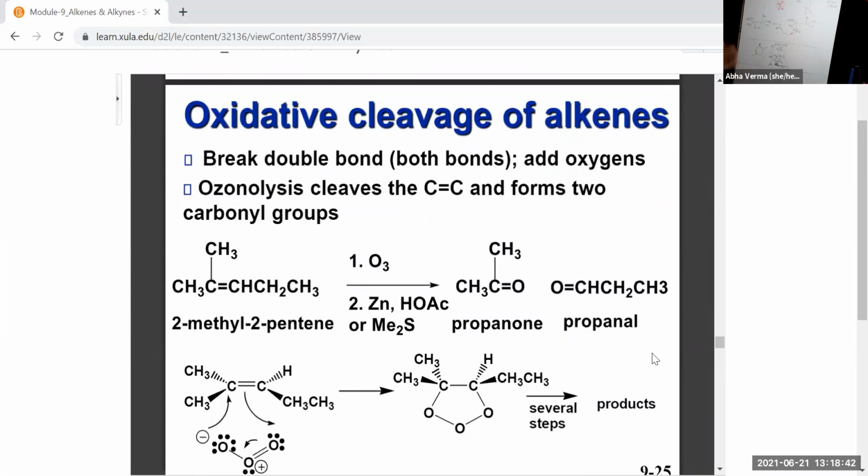Okay, good. Now, so far, we have been looking at everything that our alkenes are doing. So let's just focus on alkenes for a couple of more minutes, and then I will show you how alkynes have similar reactivity, just like our alkenes.